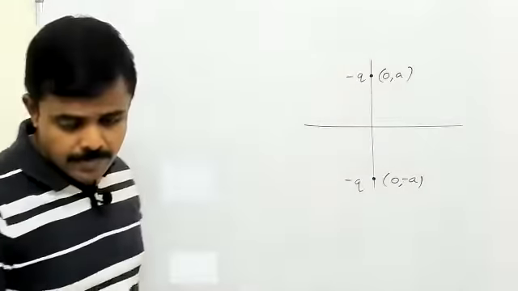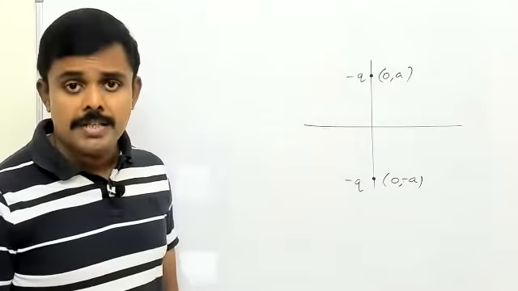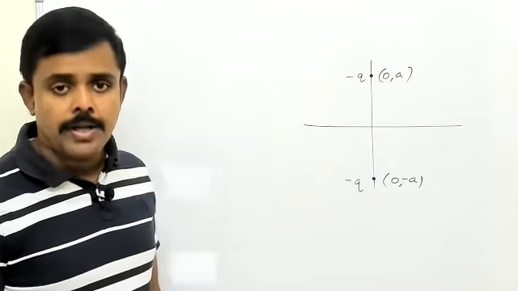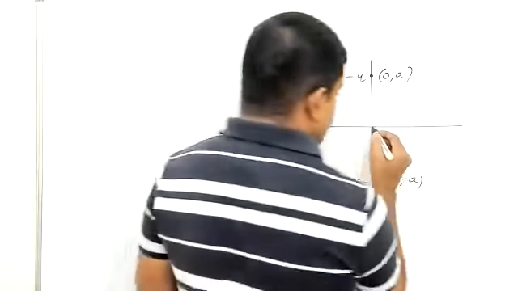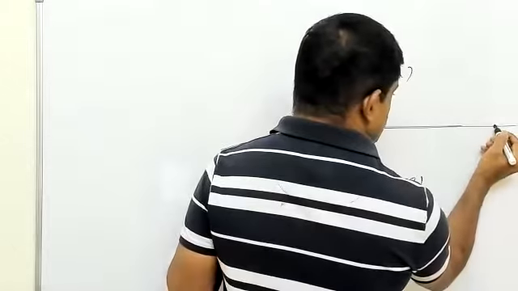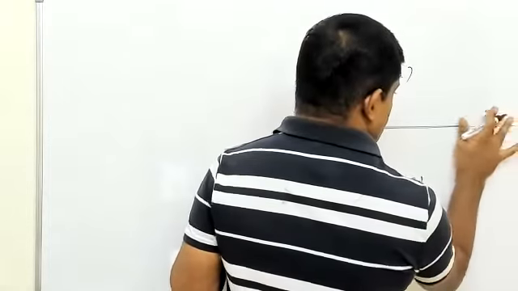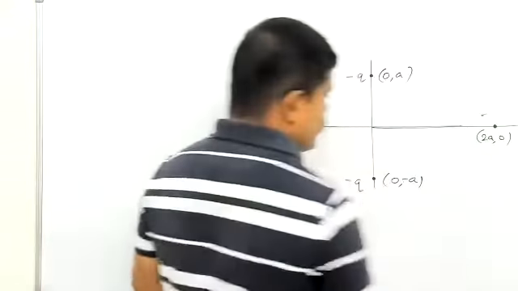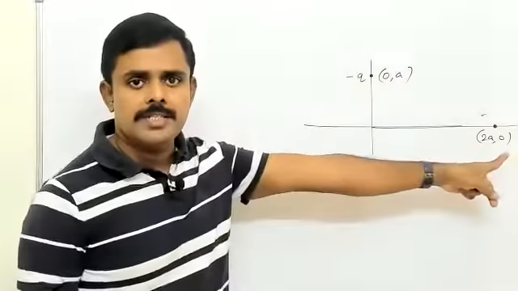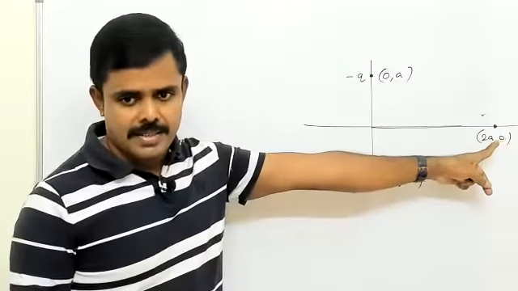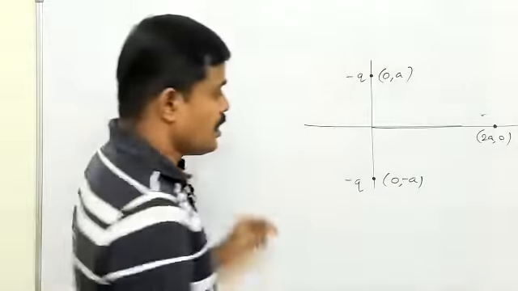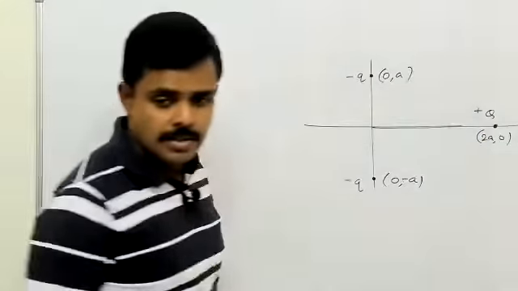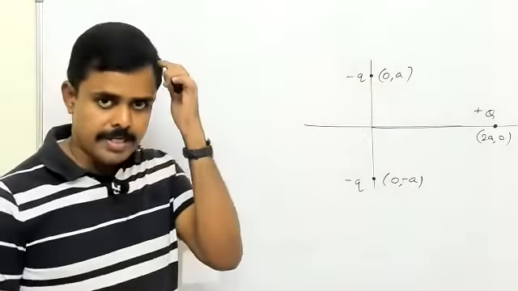Okay. And what else you are doing here? A positive charge Q is released from rest at the point 2A, 0. Where is 2A, 0? 2A, 0 is somewhere here. 2A. Look at this. X is 2A. Y is 0. Y coordinate is 0 means it is certain that it is on the X axis, right? 2A, 0. Right here, I place a charge plus Q and leave it. What will happen to it?